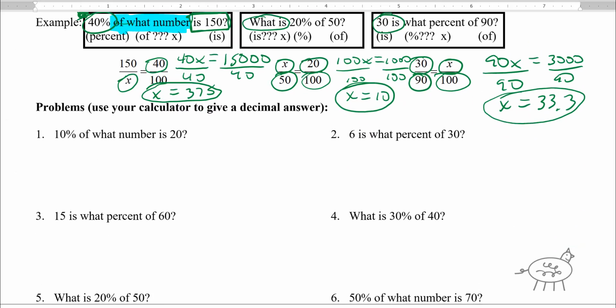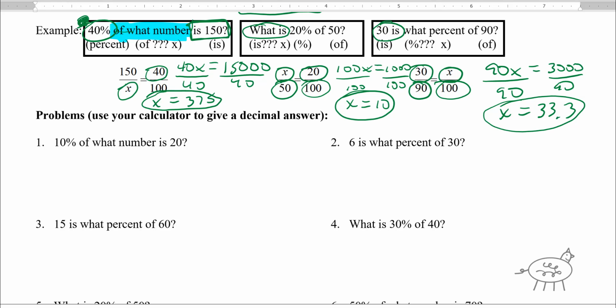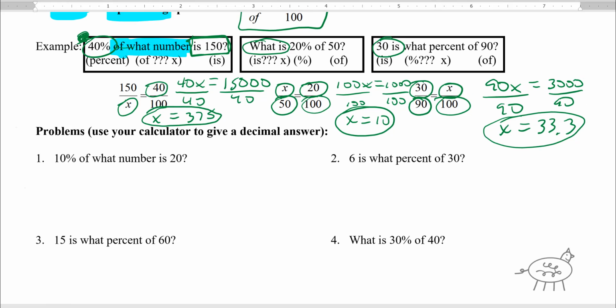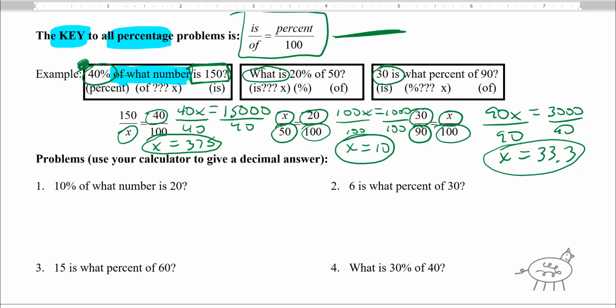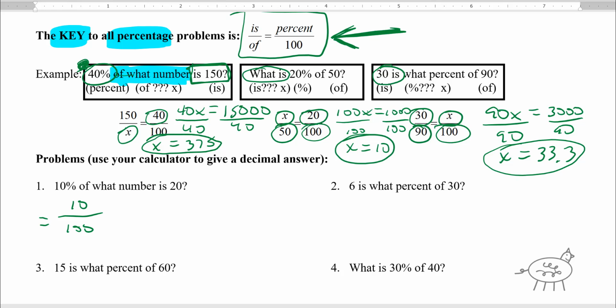But let's do the next three. Again, is over of equals percent over 100. Keep that handy. You have to know that. So 10%, 10 is your percent over 100. Of what number? That's your x. Is 20. That's the setup. So you get 10x equals 2,000, divided by 10. X is equal to 200. And that's your answer.